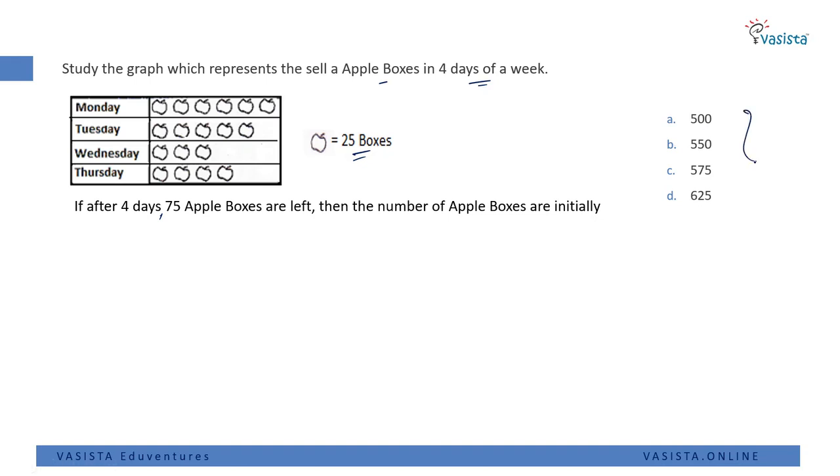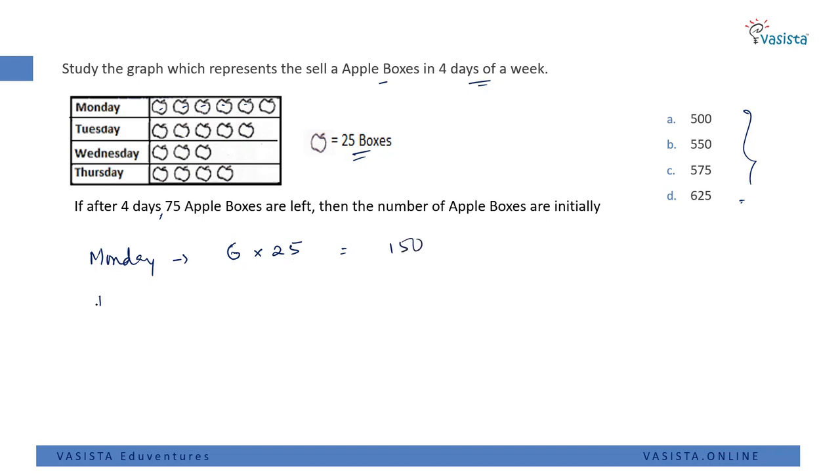So we are supposed to check. Let us check out here. Monday, how many apples are there? 1 2 3 4 5 6 apple boxes. That is 6 apples, multiplied by 25. So 25 times 6 is 150.